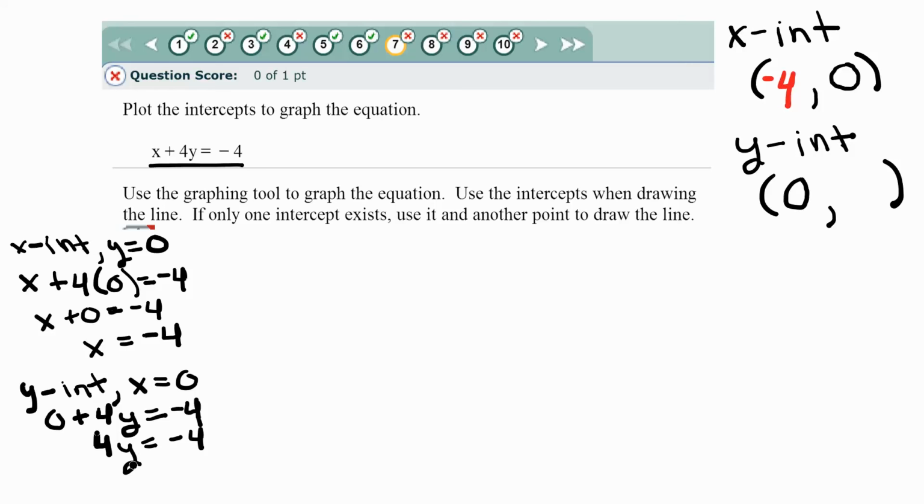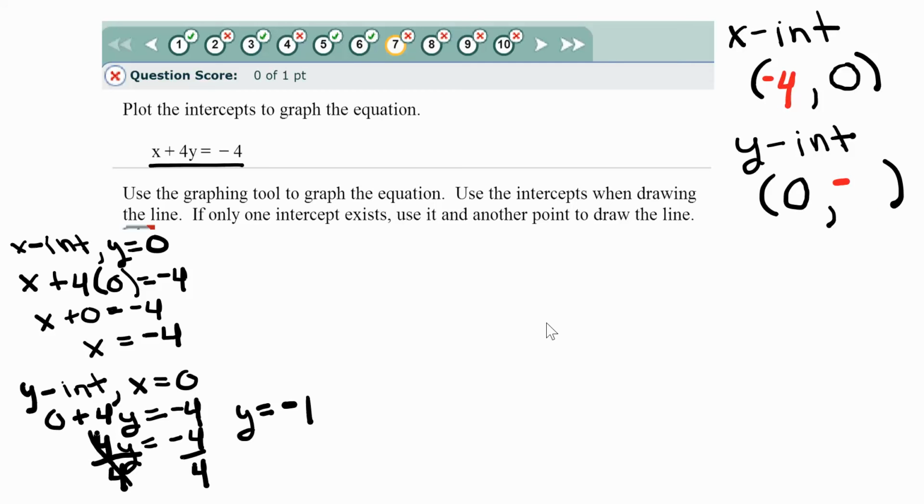Now we need to solve for y. 4 times y, we're multiplying. To undo that multiplication, we divide by 4. And if I divide one side by 4, I need to divide the other side by 4. On this side, 4 divided by 4 is 1, and 1 times y is just y. On the other side, -4 divided by 4 is -1. So we get y equals -1. So our y-intercept is -1, which means the point where our line crosses is 0, -1.